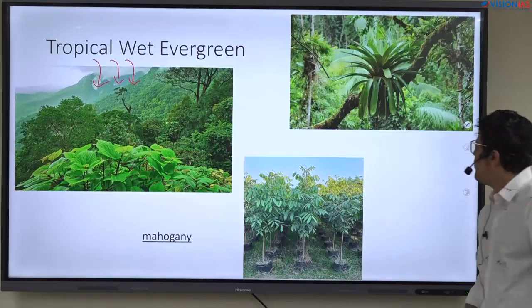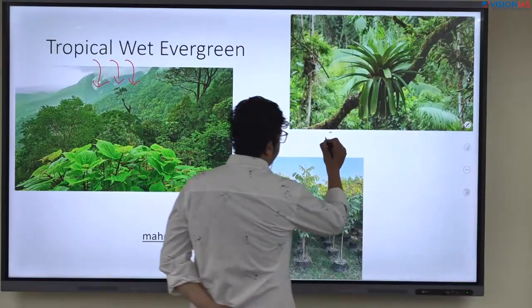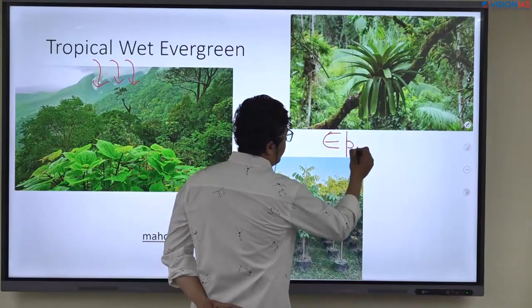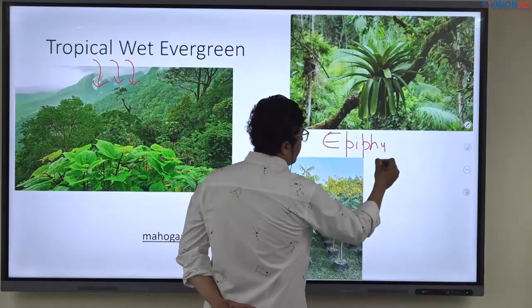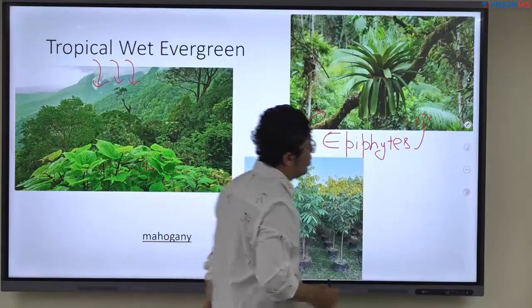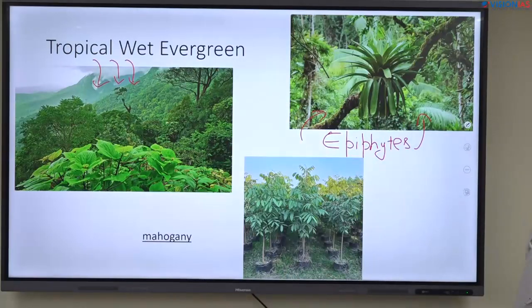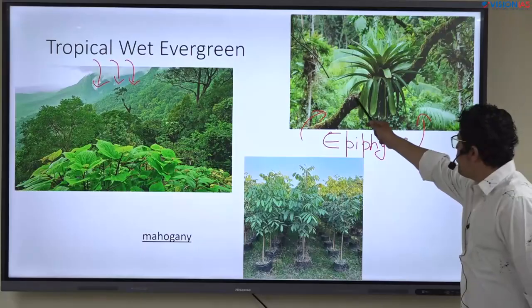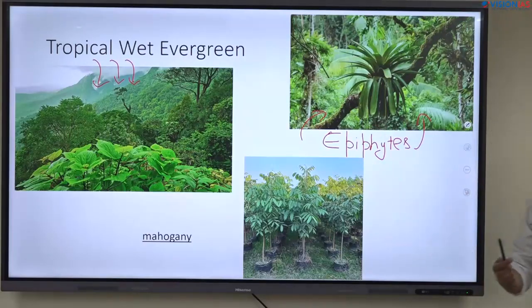Epiphytes are a prominent feature. This is an epiphyte. Yesterday, you wrote the definition of epiphytes. What is an epiphyte? Small plants that take support of large plants to grow. So you can see this plant is taking support of large plants to grow. So epiphytes are very common in rainforest or in tropical forest.